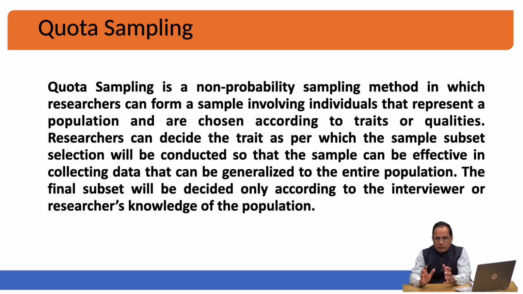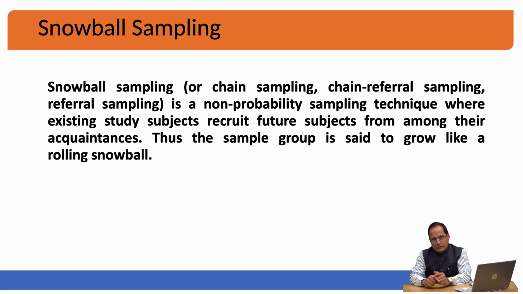On the basis of that, quota can be set, and then from this particular quota or this particular set of subjects a sample can be taken. So, that kind of sampling is the quota sampling. The next type of sampling technique under the category of non-probability sampling or non-randomized sampling is the snowball sampling.